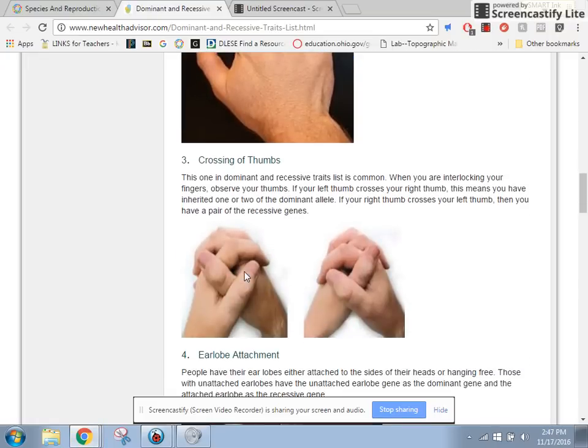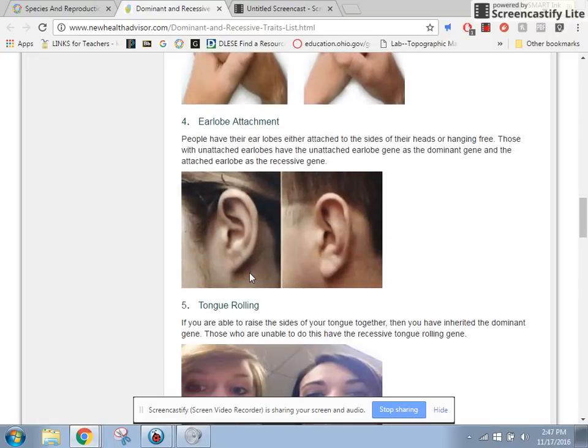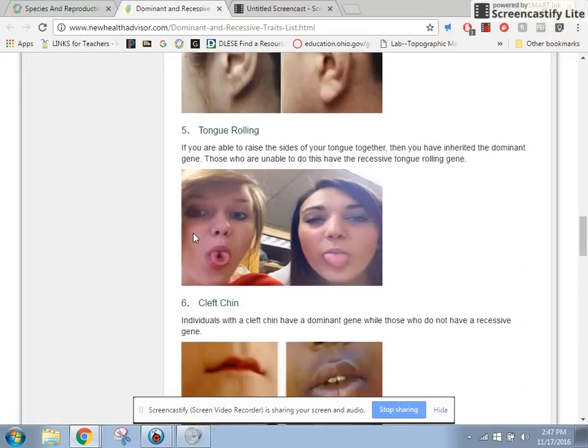And crossing thumbs, let's go down to another one. Tongue rolling. Tongue rolling is a dominant trait. If you can do this, you carry a dominant gene. If you cannot fold your tongue and roll your tongue, then you carry the recessive trait. So I'm going to use a capital T to stand for the dominant gene, a little t to stand for the recessive trait of being you cannot roll your tongue.